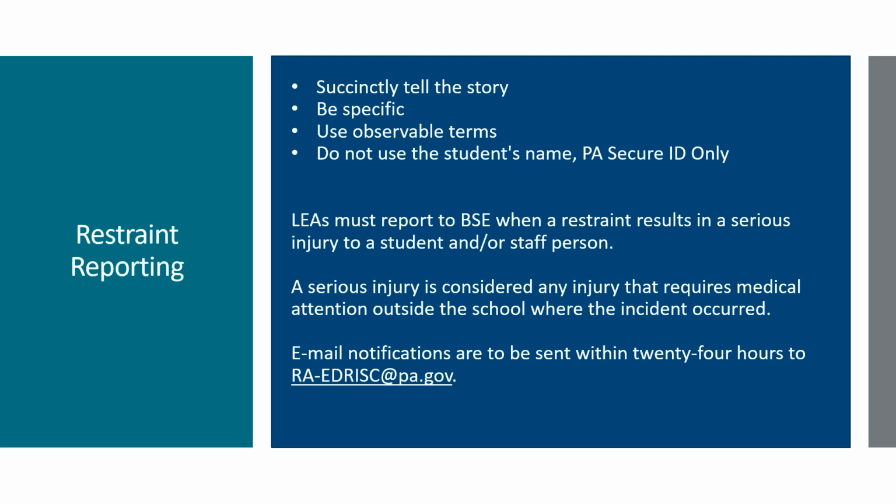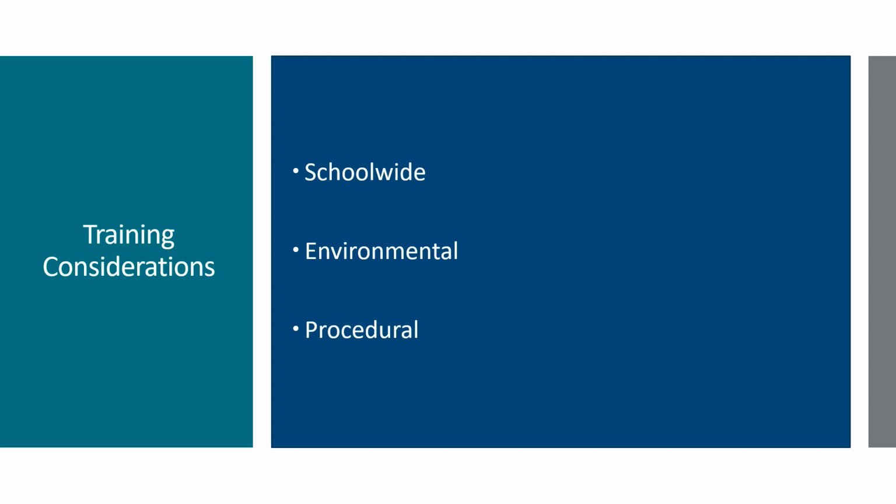PDE strongly recommends the use of restraint training, including an emphasis on establishing instructional environments that promote student self-regulation of behavior and reduces the need for restraint. This includes staff training on how to effectively de-escalate student behavior when it occurs. PDE also strongly recommends LEAs establish a parent session outlining the emergency procedures for response to dysregulated behavior. School-wide environmental and procedural content for training should be considered.